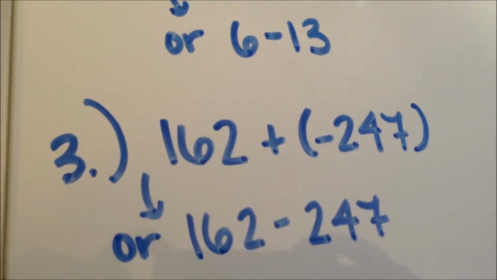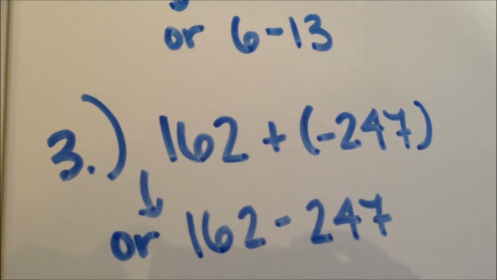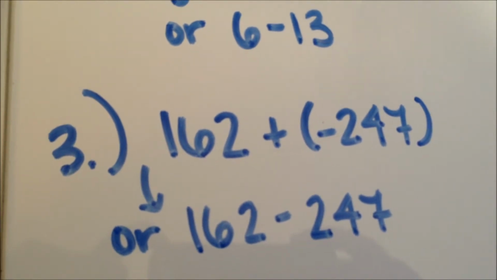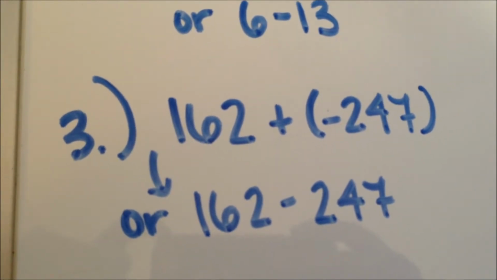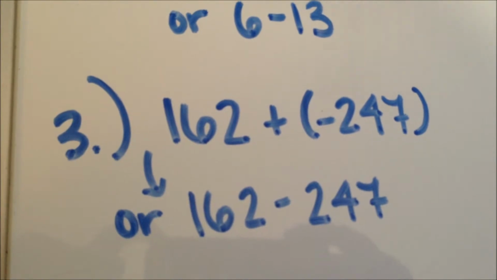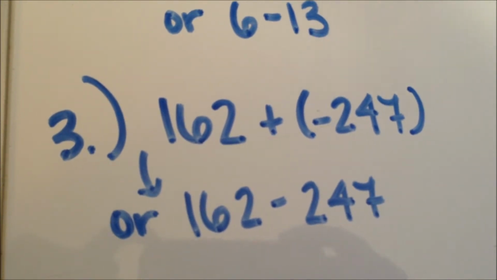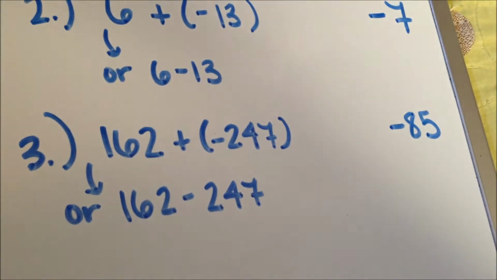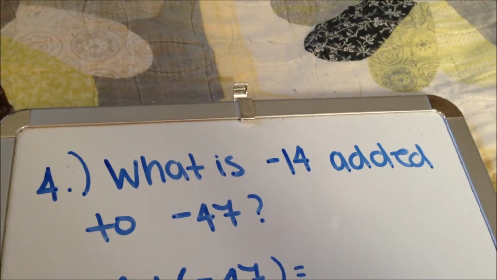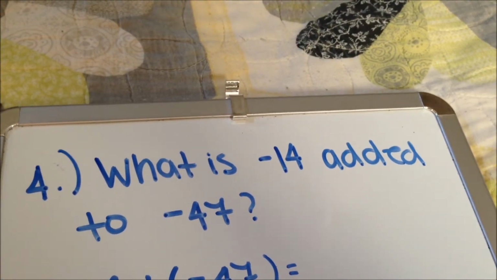162 plus negative 247, or 162 minus 247 plus a negative. Different signs, difference: you're going to subtract 247 minus 162 equals 85, and your answer is negative because of the 247. Some other problems. What is negative 14 added to negative 47?